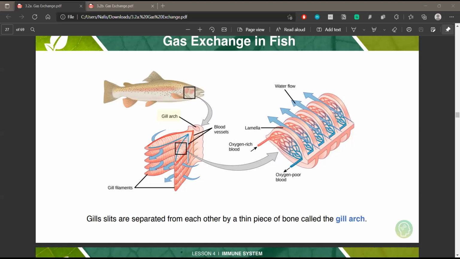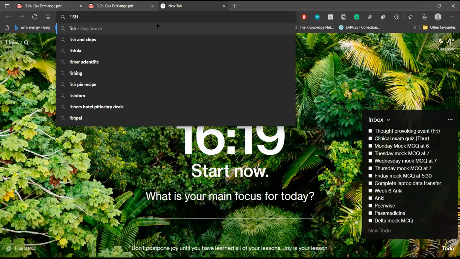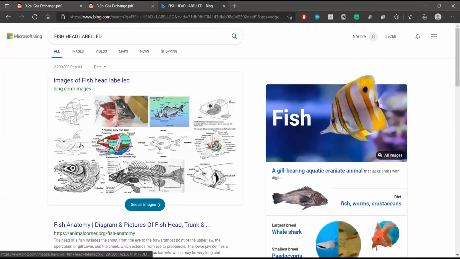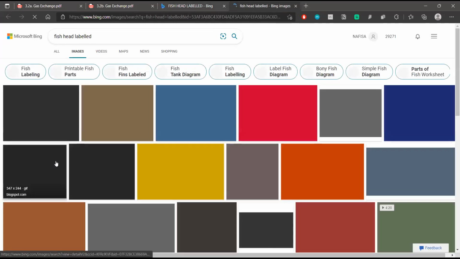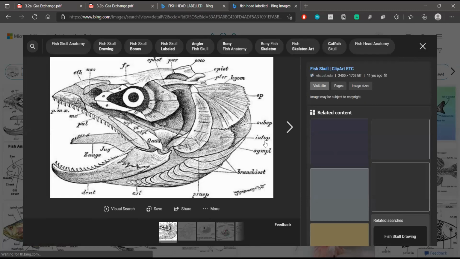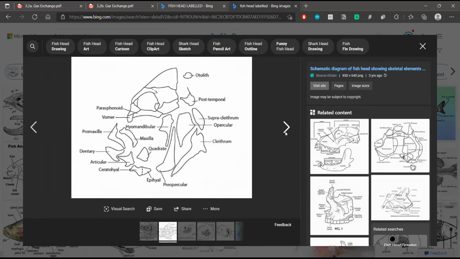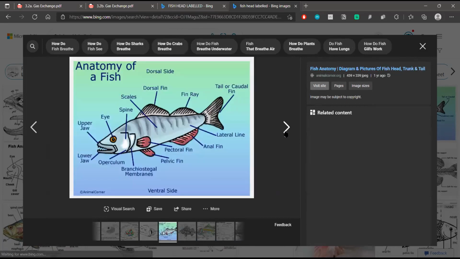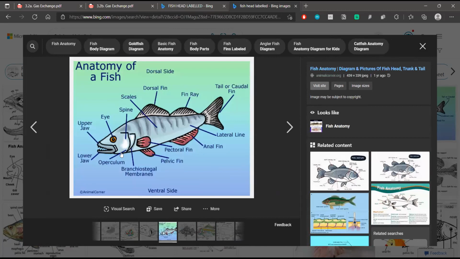So fish ventilation. So what happens is the fish head is basically made up of a structure. I'll show you the fish head labeled. This might be a bit terrifying for some people, but it is made up of this. No, not those. Those are the bones. Don't really need that much detail on the fish head.